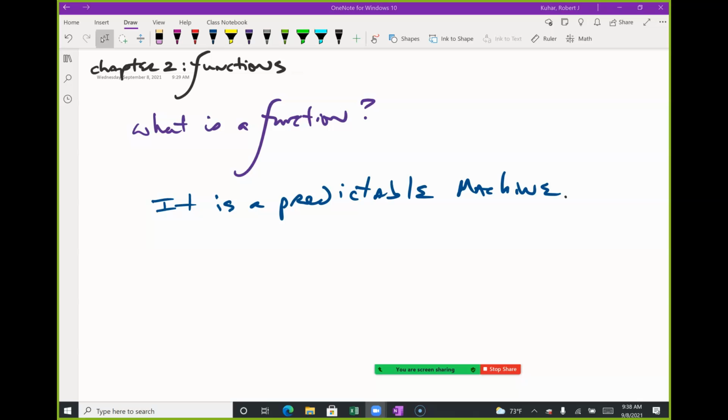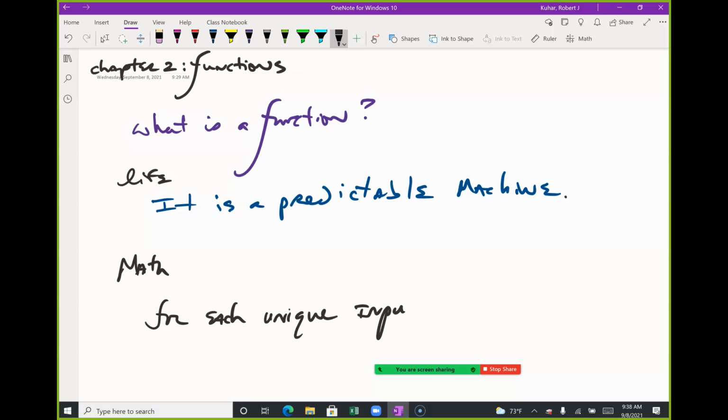Thank you. So the way we say this in terms of mathematics, right? So this is life, and this is math here. We're talking about: for each unique input, there should be one and only one output.